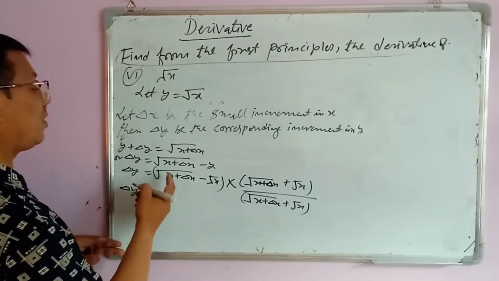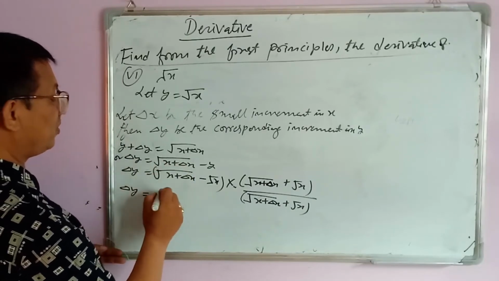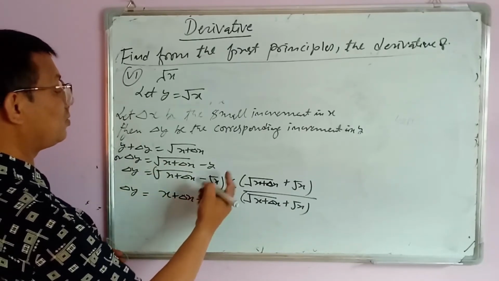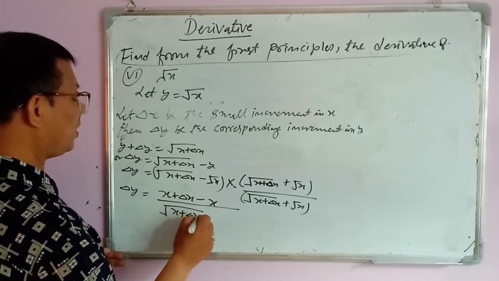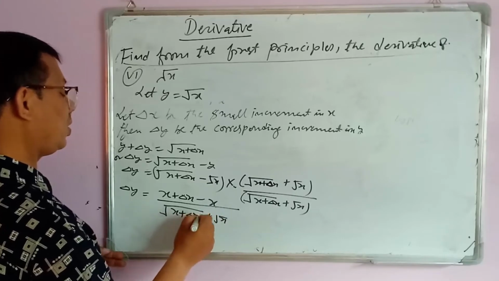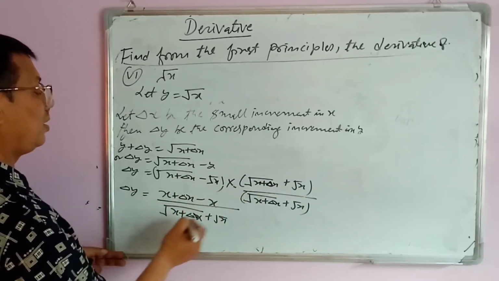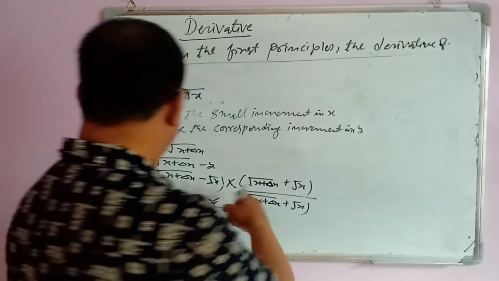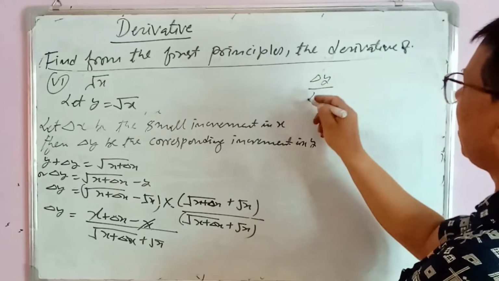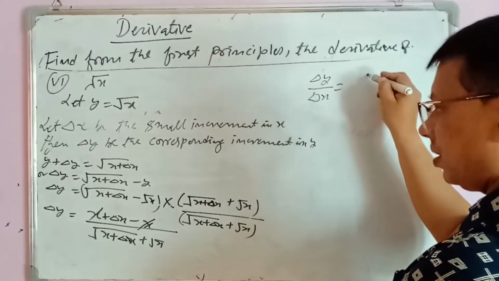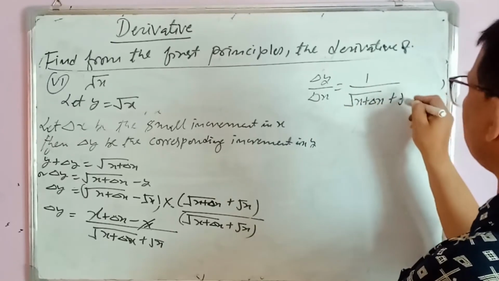Delta y equal to, now a minus b, a plus b, a square minus b square, means root removed: x plus delta x. Here also root removed, x. Downside, root over x plus delta x plus root x. A minus b, a plus b, a square minus b square. Now x and x cancel. Delta x we can transfer down, meaning delta y by delta x equal to 1 by root over x plus delta x plus root over x.